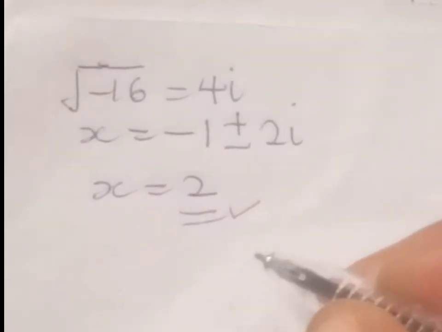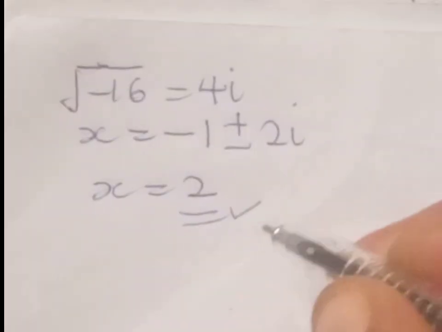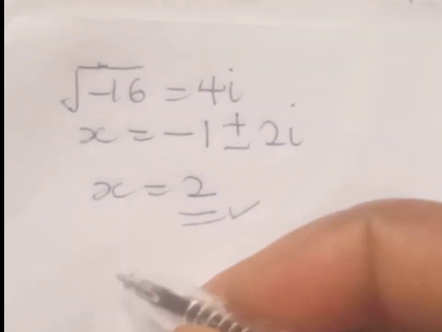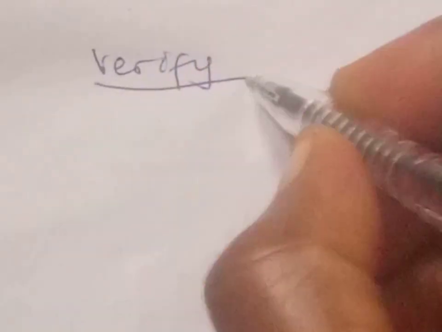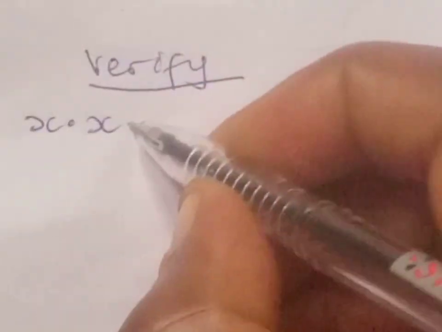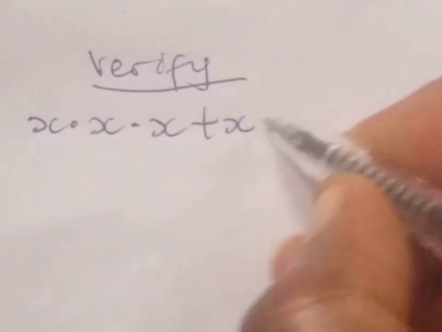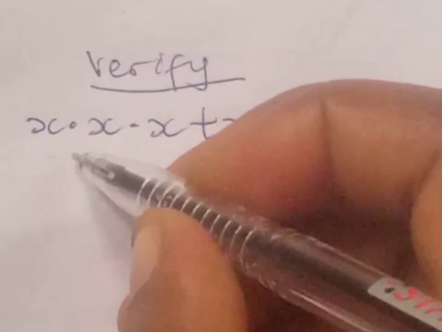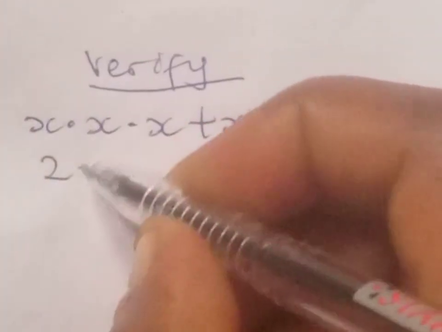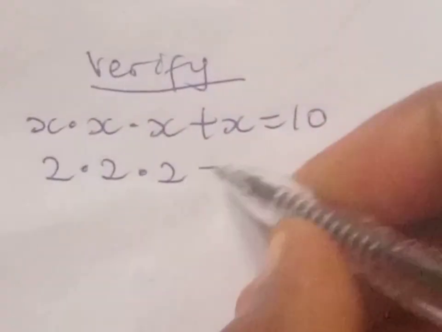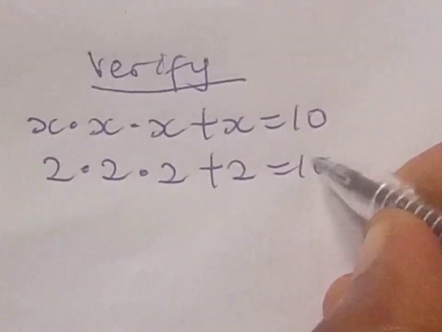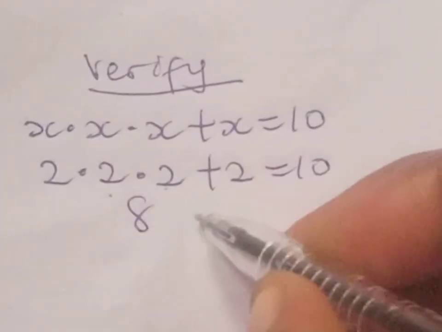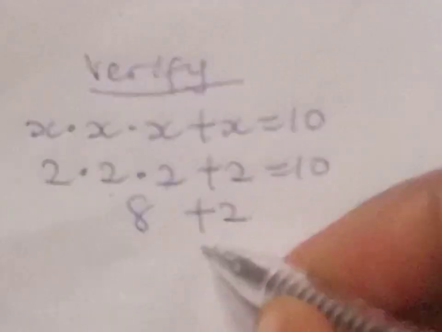Now let's verify if x equals 2 truly works for this equation. Our equation again, x multiplied by x plus x equals 10, where x equals 2. So we have 2 multiplied by 2 plus 2 equals 10. 2 multiplied by 2, 4. 4 multiplied by 2, 8. 8 plus 2 will give us 10.